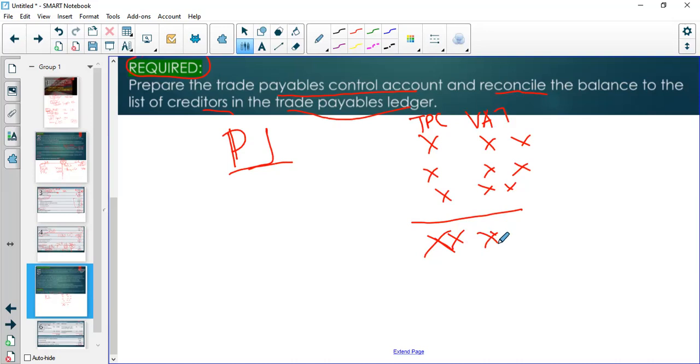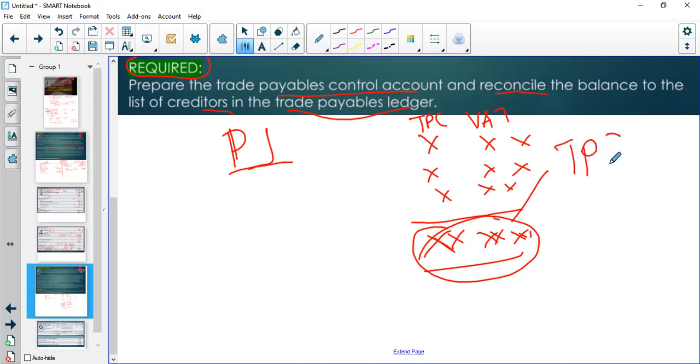Then these totals are what is transferred to the trade payables control at the end of the month. We transfer the totals. So only the totals are transferred from the purchases journal to the trade payables control. But for individual transactions of a particular supplier, each time we have a transaction with a supplier, we have to write it in the supplier's account on the same day. We don't have to wait for the end of the month.